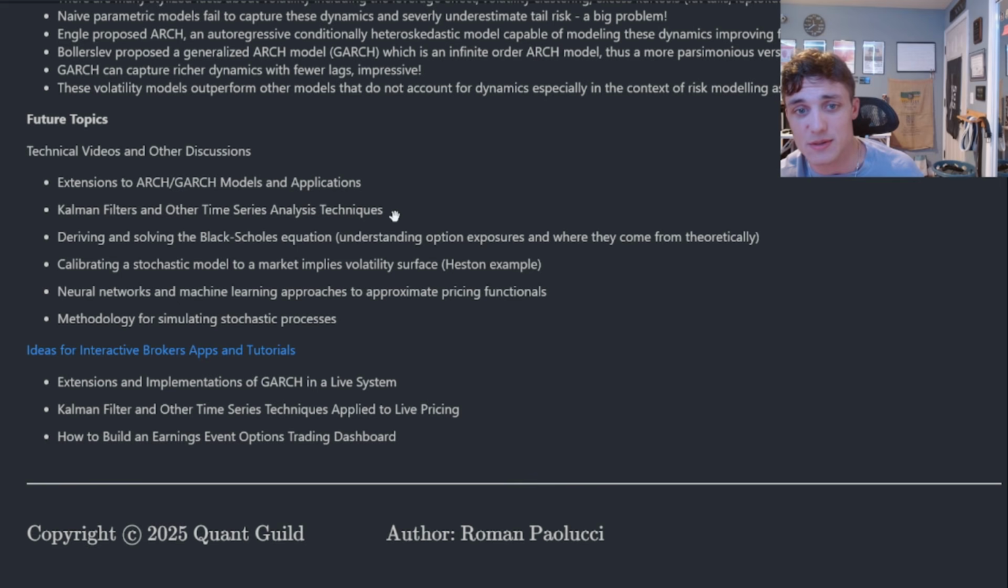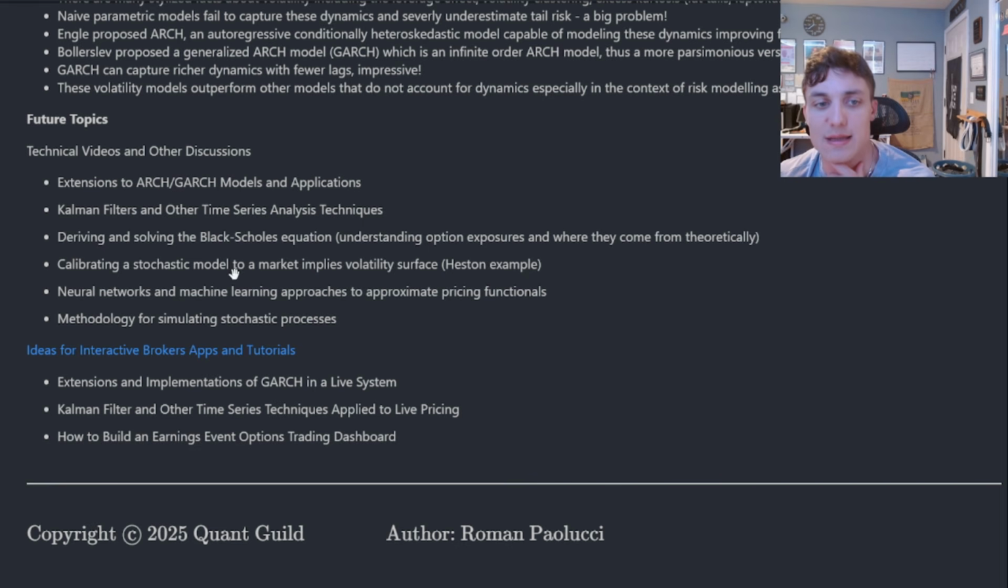Kalman filters, other time series analysis techniques. I'd like to continue with these ideas, maybe even bake them into a live system. So using Interactive Brokers, maybe some sort of GARCH for intraday vol and Kalman filter for live pricing. That could be an interesting project. I'd also still like to build this earnings event options trading dashboard from my video on trading implied volatility crush. So be on the lookout for that quant build. Lots more quant builds in the future. Those are some of my favorite videos to create.